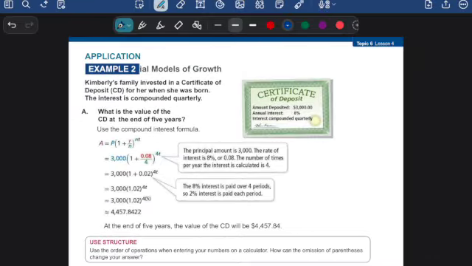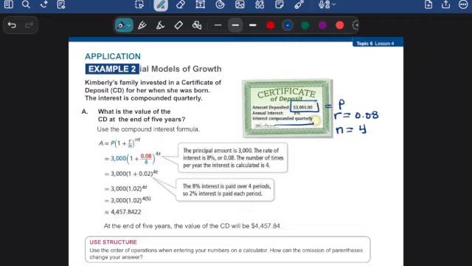So let's apply this and let's do some calculations. Here we have a certificate of deposit. We deposited $3,000. There's our initial amount. Okay, so that's our principal. The annual interest rate is 8%, so we're going to say R equals 0.08. Remember, turn it into a decimal. The interest is compounded quarterly. That means N is going to equal 4. Okay, we're going to calculate the interest 4 times a year.